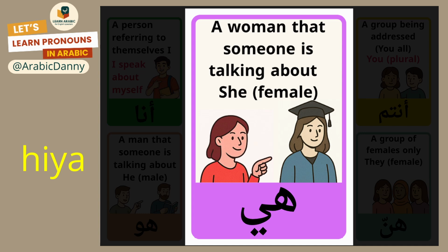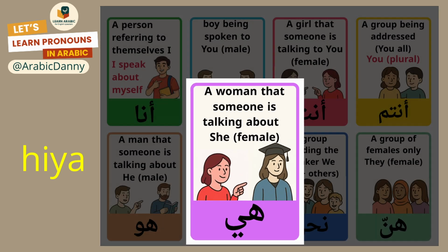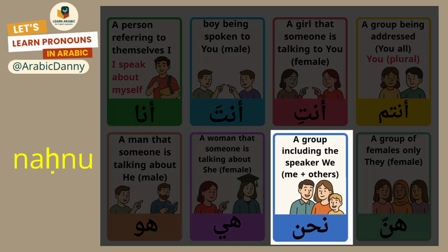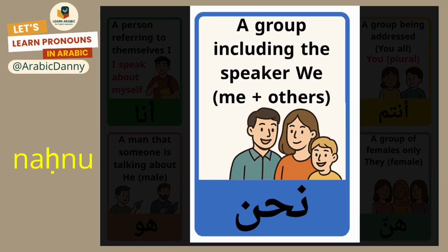Now let's learn the Arabic pronoun نحن, which means we. We use نحن when you are talking about yourself and at least one other person. It's just like the English word we. For example, نحن طلاب means we are students. نحن نحب اللغة العربية means we love the Arabic language.